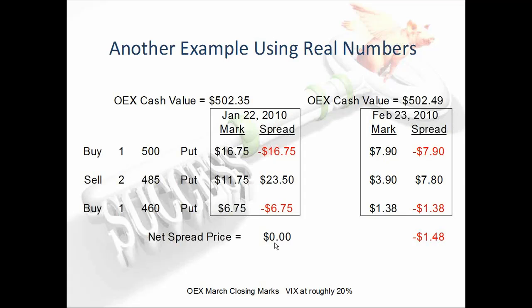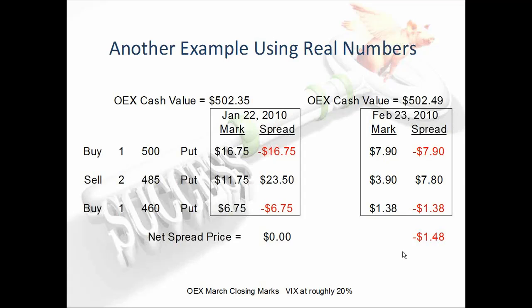Here, this broken wing butterfly is trading for 0. So if it goes out worthless, guess how much you can lose? 0. Now we look at what happened over 1 month, and we see that the 500 puts went from $16.75 to $7.90. The $11.75 puts at the 485 strike went down to $3.90, and the 460 puts that were originally at $6.75 went down to $1.38. And now the butterfly is trading for $1.48 debit.